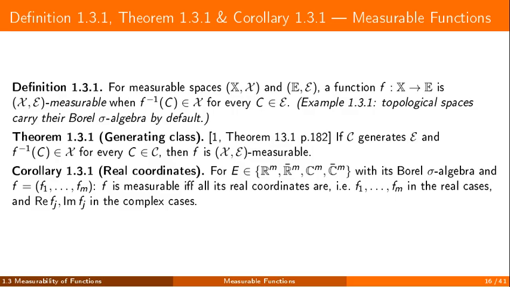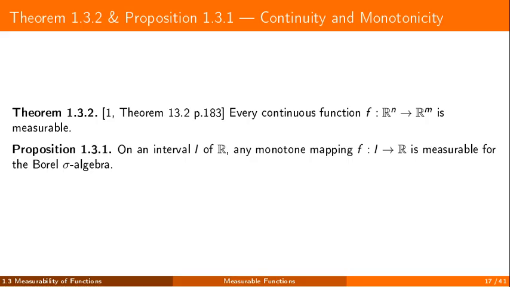Rather than verify this for all such sets, the generating class theorem lets us restrict to a family that generates the target structure. Finally, for functions valued in a Euclidean or complex space, measurability can be checked one real coordinate at a time. Two results that already cover a great many of the functions we will meet. Every continuous function between Euclidean spaces is measurable, and every monotone function on an interval is measurable. Between them, they give us a large supply of measurable functions to build on.